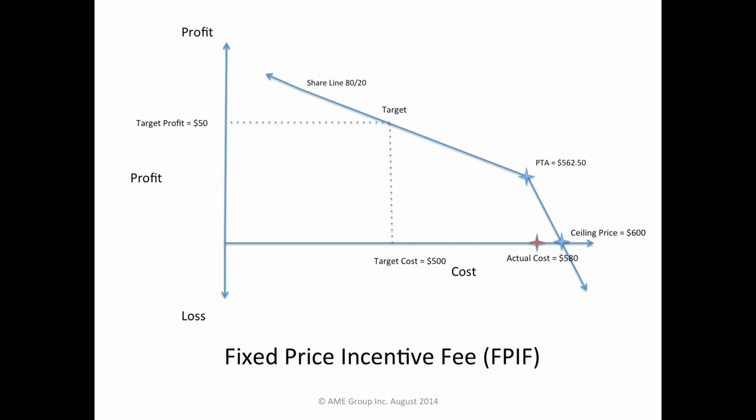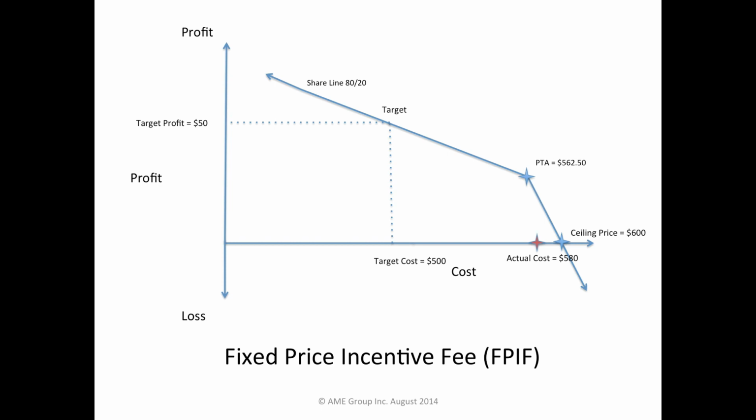Let's go back to the share line. This line represents the overrun or underrun. If a seller was to underrun, meaning come in under the target cost, his profit will go up. If, on the other hand, the seller was to overrun, meaning come in over the target cost, his profit would go down. This would be true all the way until we hit the PTA.